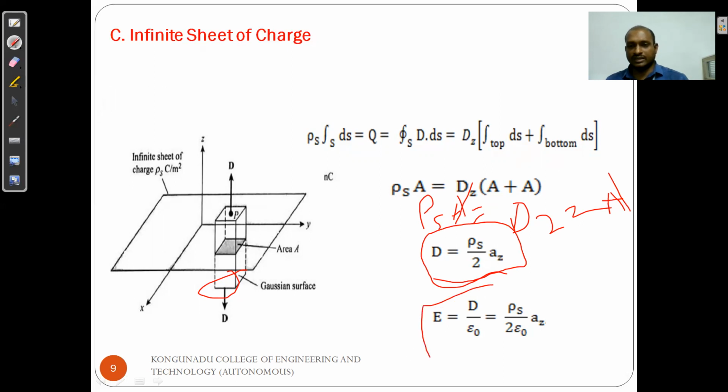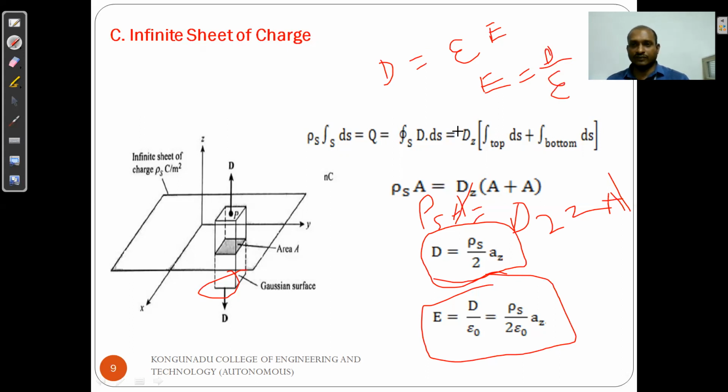The next one is capital E. The relationship between D and E is D equal to epsilon E, or E is equal to D by epsilon. Using this formula, we can easily calculate the electric field intensity. E is equal to D divided by epsilon naught, where D is rho s by 2. So E is rho s by 2 epsilon naught into az. This is the final answer, the electric field intensity at the point P due to an infinite sheet of charge.